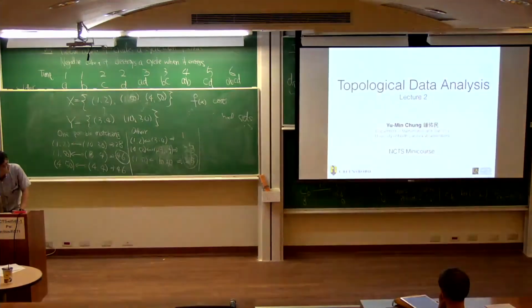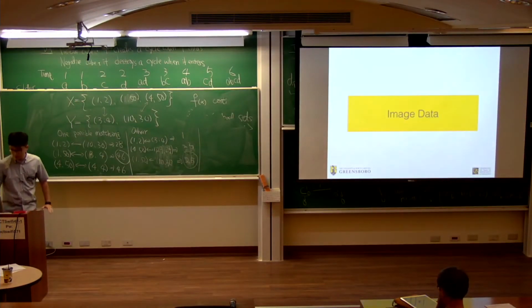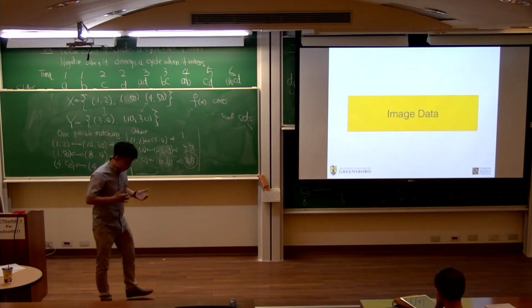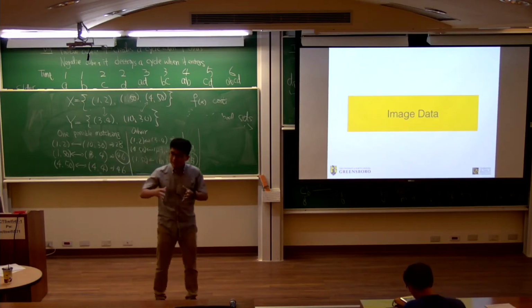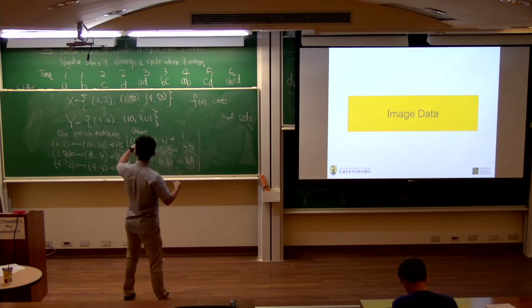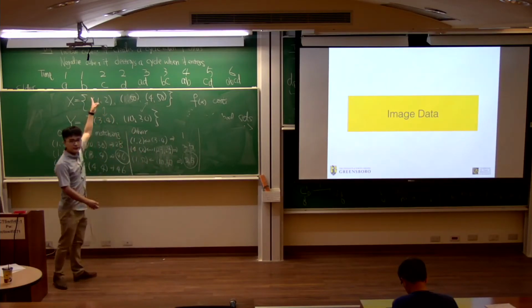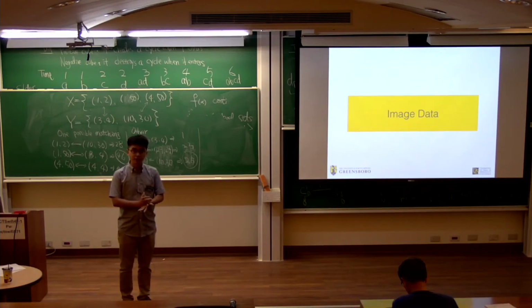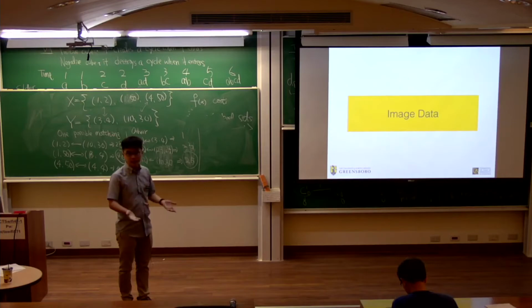Okay, so let's look at some examples. We are moving from very abstract homology theory, algebraic topology, to persistent homology, and then to pairs of points. And now we're going to see a lot of examples. So Monday we're going to work on the code, and on Wednesday we're going to show you some of the applications.